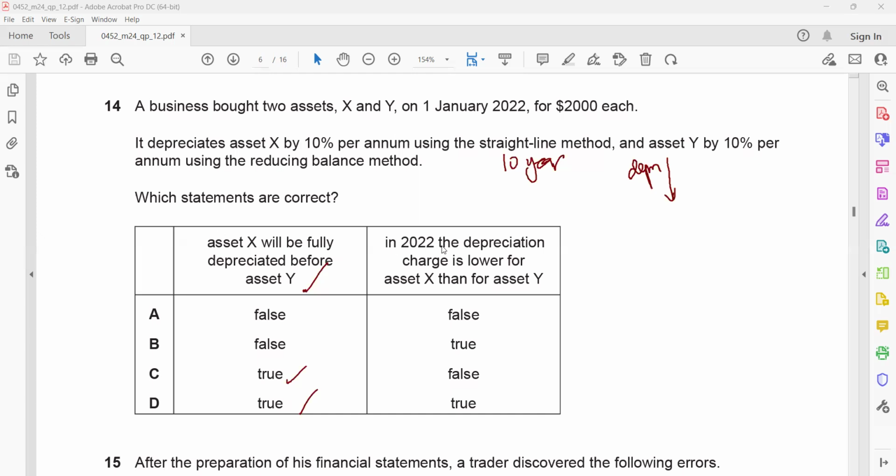In 2022, the depreciation charge is lower for asset X than asset Y, because this is the first year of purchase. In the first year of purchase, the amount will be the same. So in this case, this one is false. The answer should be C. Okay, next, move on.